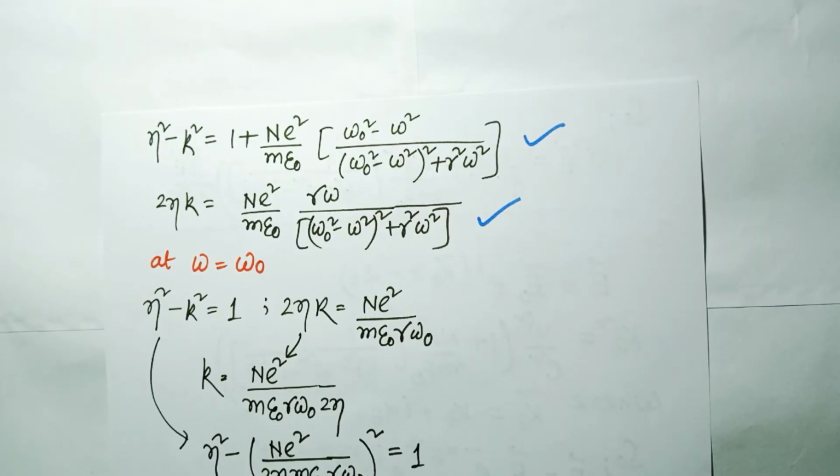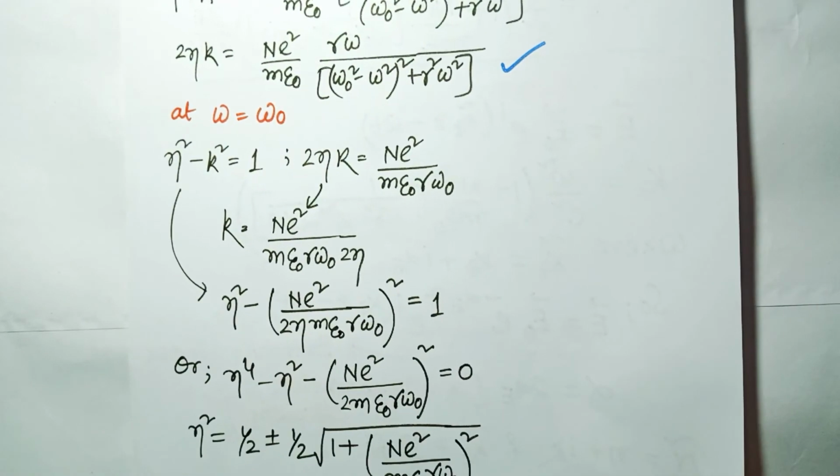So now at resonance frequency, when omega is equal to omega naught, we can see that eta square minus kappa square is equal to 1, and 2 eta kappa is equal to capital N square divided by m epsilon naught gamma of omega 0. And now from this expression we can get kappa is equal to N square divided by m epsilon naught gamma omega naught times 2 eta.